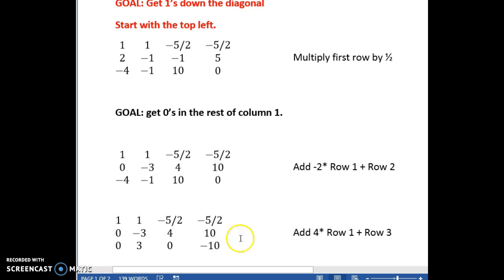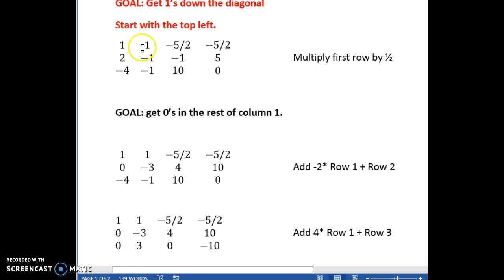So now I want to get a 0 in this next spot. And I'm going to do 4 times row 1 plus row 3. I chose 4 because 4 times 1 plus negative 4 gives me a 0. 4 times that gives you a 3 when you add. 4 times that, what would you get there? Negative 10 plus 10 gives you a 0. And again, negative 10 plus 0 gives you a negative 10.